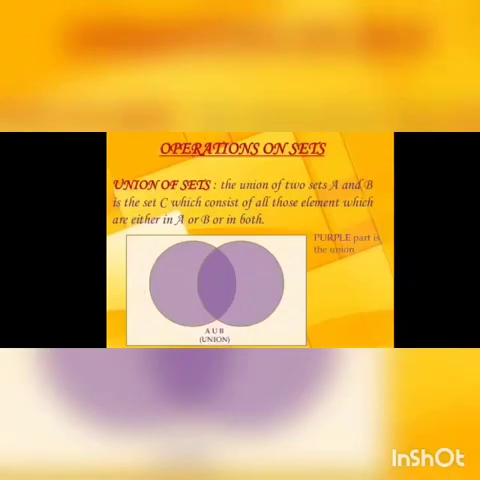Operations on sets. Union of sets. The union of two sets A and B is the set C, which consists of all those elements which are either in A or B or in both. In this diagram, the purple part is the union.